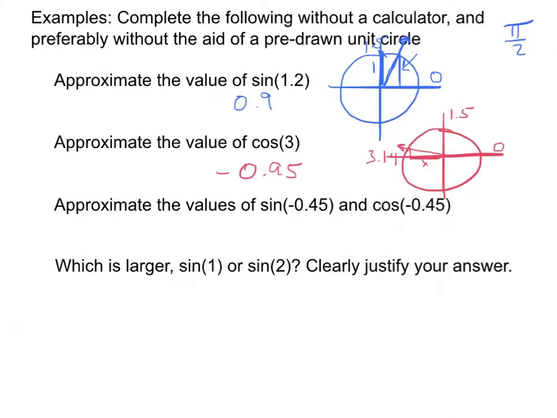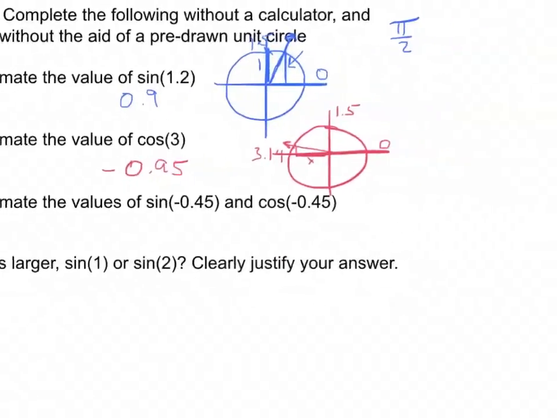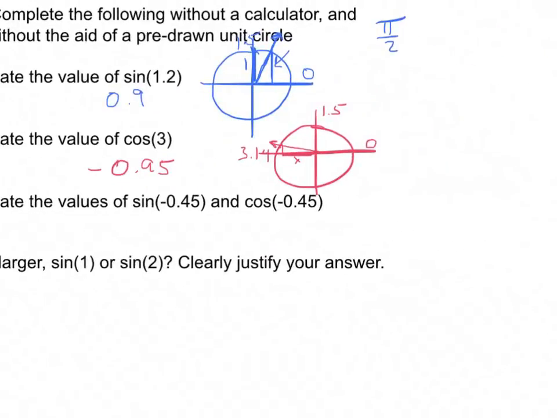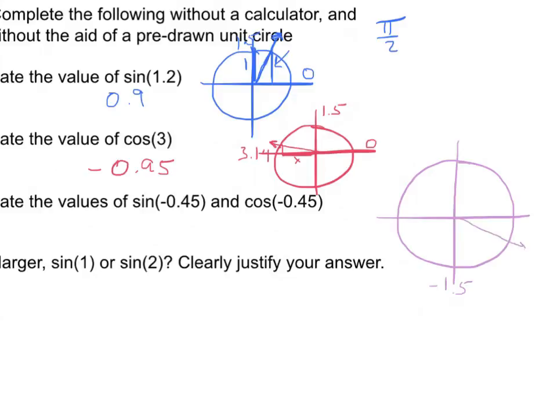Okay, so next you're asked to approximate the values of the sine of negative 0.45 and the cosine of negative 0.45. So, if we sort of draw our unit circle over here, again, I would encourage you to think about where you will find the angle of negative 0.45. Well, if this is negative 1.5, negative 0.45 is almost like a third of the way there, if you imagine splitting this arc into 3 pieces. So what we're looking at is this triangle.